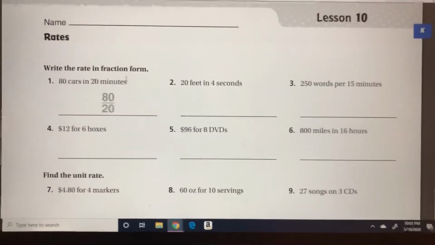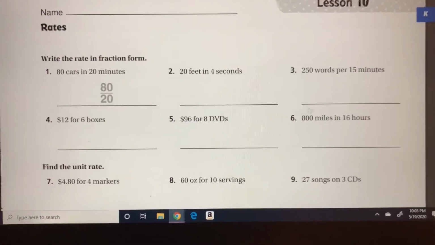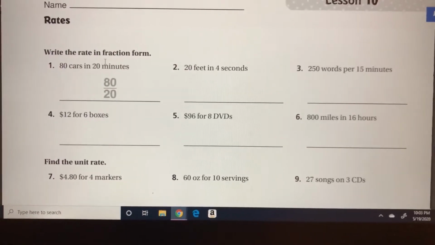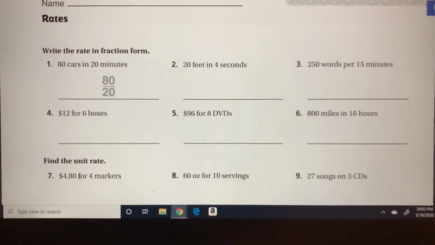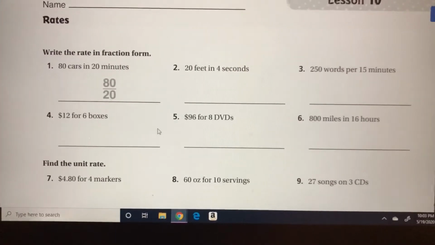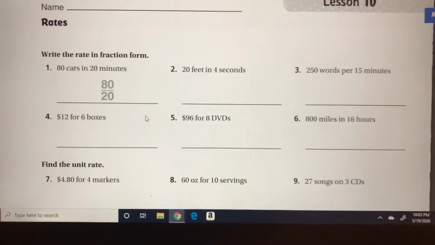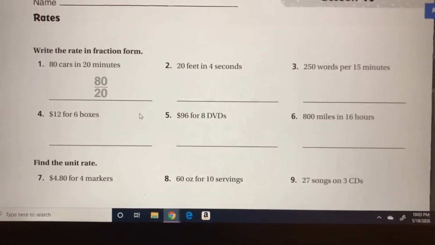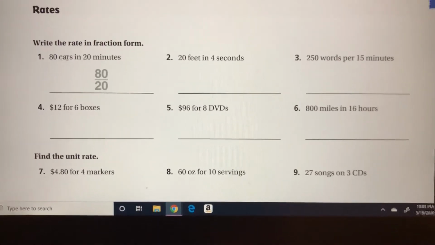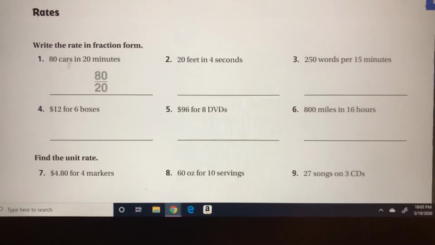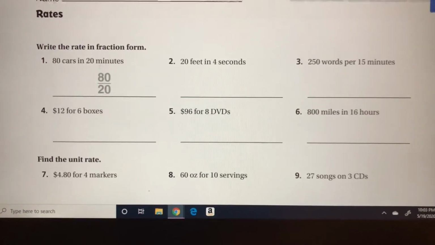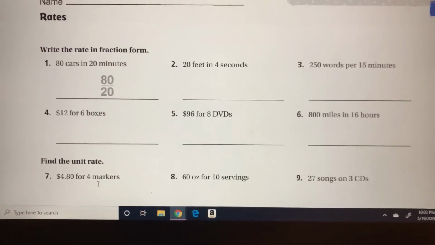For the first 6 problems in this worksheet, your worksheet might look a little bit different. What we're doing is writing it as a fraction first. Then down here, we're going to find the unit rate, which entails the actual computation. But for the first 6, we're just understanding how to properly write the rate. For number 1, it's done for you already: 80 cars in 20 minutes. The first number is always going to be your numerator, and the second number will always be your denominator, preparing this for the next step, which is to divide.